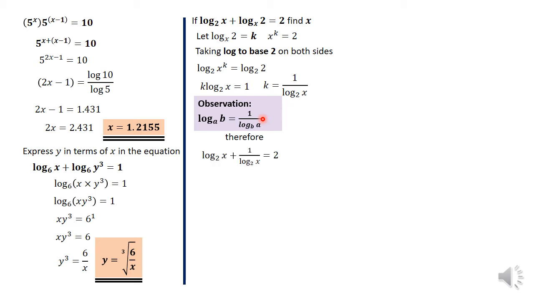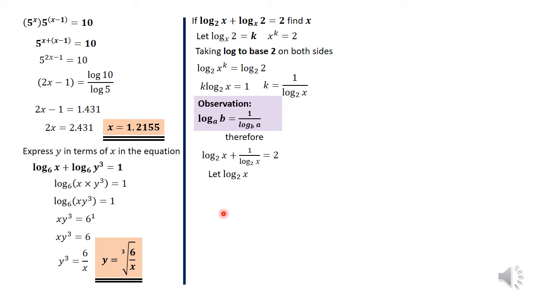Having thus said, we're going to say therefore that log of x to base 2, that's what we had here, plus 1 over itself, that's what we got for the value of k, is equal to 2. And just to clarify that, what has changed? This term is still this term here, so nothing has changed there. But we have simplified that log of 2 to base x, which was k, can be written as 1 all over log of x to base 2, which is what we have here. It's equal to, this 2 is just that 2 there. And so now we progress as follows.